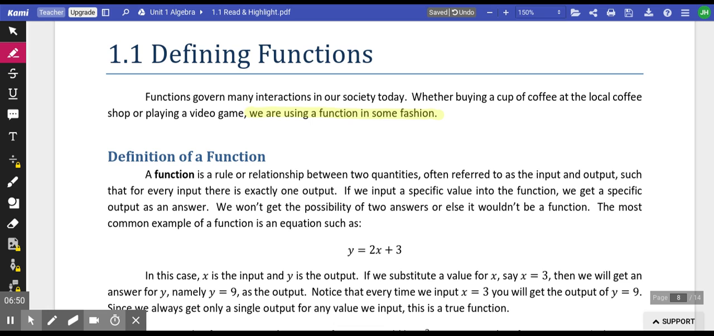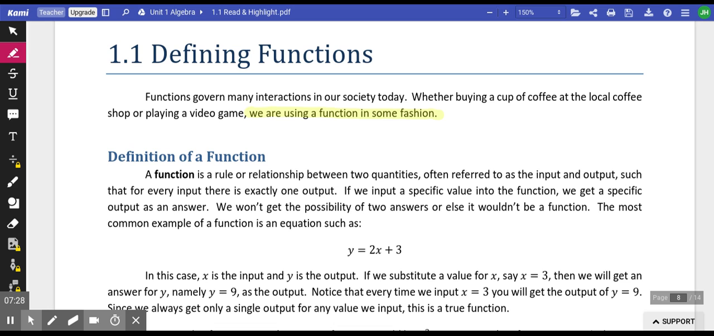Second one, a function is a rule or relationship between two quantities, often referred to as the input and output, such that for every input, there's exactly one output. If we input a specific value into the function, we get a specific output as an answer. We won't get the possibility of 2 answers, or else it wouldn't be a function. The most common example of a function is the equation such as y equals 2x plus 3.